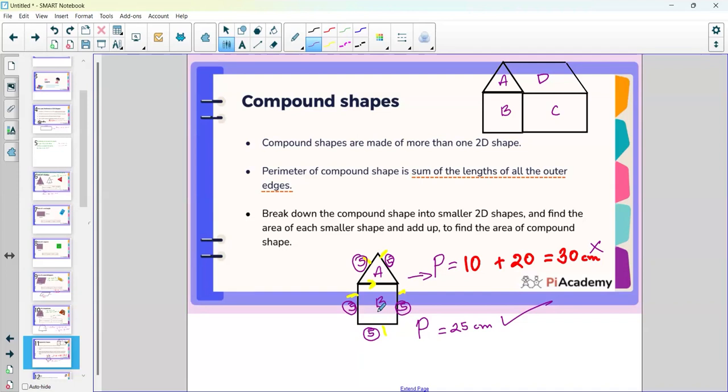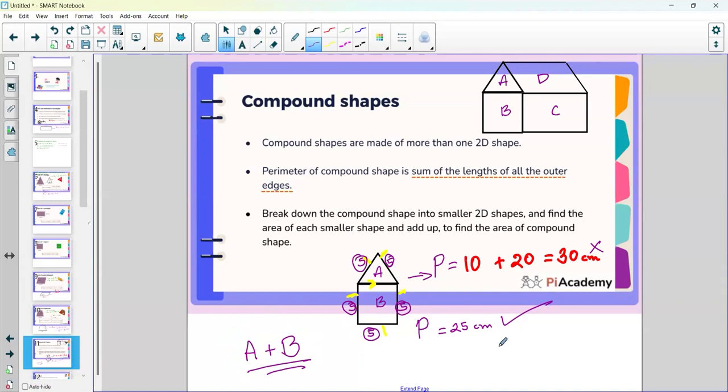But when you try to figure out the area, how can you work it out? What you can do is first find the area of the shape A. Then find the area of the shape B and then just add up. What you're basically doing is trying to break down this compound shape into simple 2D shapes. That's it.